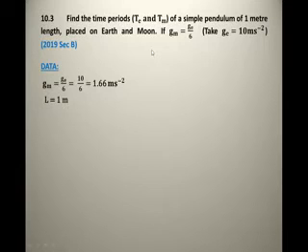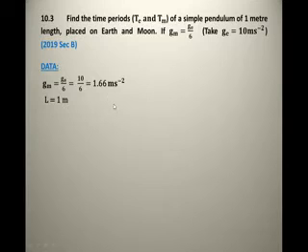Length of simple pendulum is 1 meter. Then, we are doing the same as question number 10.1. We have the value of g on the moon. g_M is equal to g_E by 6. This is 10 by 6, which is equal to 1.66 meter per second square. Is it? Yes, ma'am. Is there any confusion further, Sharmeen? No, ma'am.